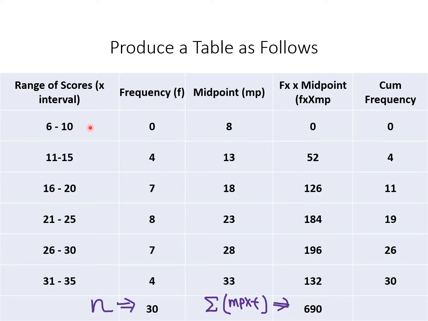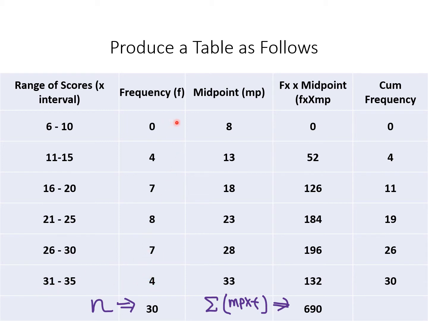Next, we produce a table. At the start of the table, we introduce a new interval, which is between 6 and 10, just one lower than it, and naturally it'll have a frequency of 0. The rest is taken directly: 11 to 15, 4; 16 to 20, 7; 21 to 25, 8; 26 to 30, 7; 31 to 35, 4.